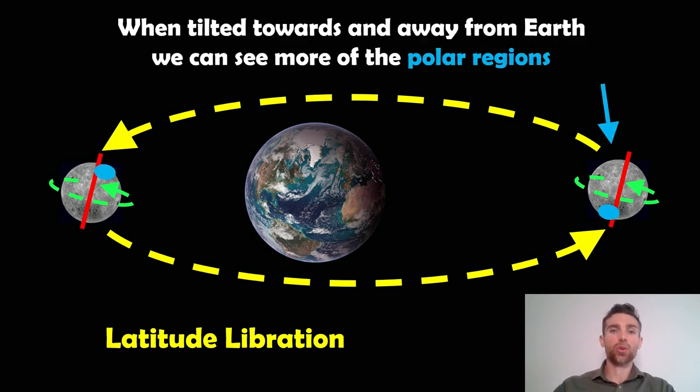So when it's tilted towards us and away from us, we can see more of the polar regions. And at each part of those orbits, again, we can see more of the north and more of the south. And it gives us that kind of latitude rocking this time around, as opposed to horizontally. Now, we actually get to see a combination of all of that together, but that's just broken down into the two axes. So it causes this overall sort of wobbling effect.